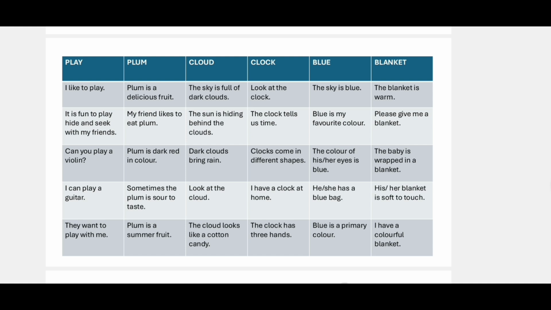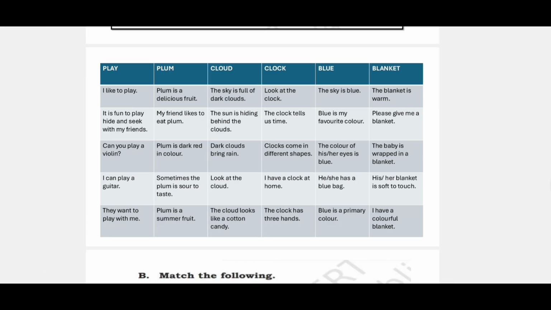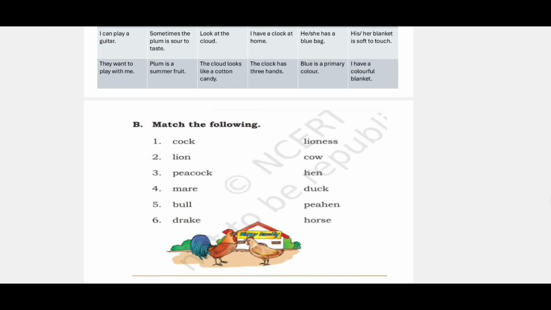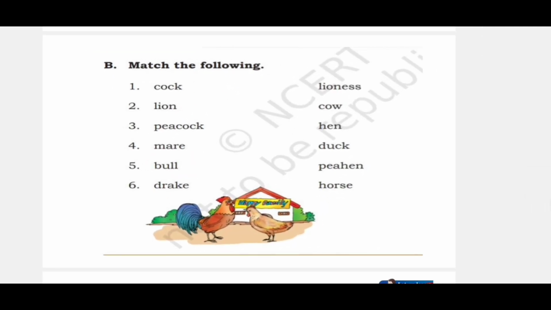So we saw these, and out of these you can write any of your sentences of your choice. Or if you want, you can write your own sentences. The choice is yours. Now let's go to the match the following. What is given over here? There are a few animals on both the sides. A list of animals. We will have to match them accordingly. So let's see what is there in the first column. What's there? It is cock, lion, peacock, mare, bull and drake.